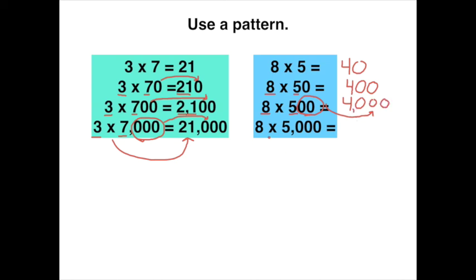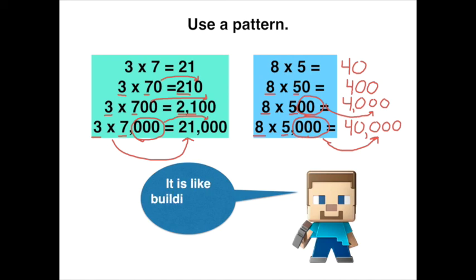4,000. 8 times 5, once again, is 40, which we know. How many zeros? Got 3 of them. Bring them over. 0, 0, 0, and my comma. I have 40,000. Okay? Yeah, it's that easy. You got to think of it like building with zeros. Kind of like the Minecraft and all those Legos and things you guys play with.